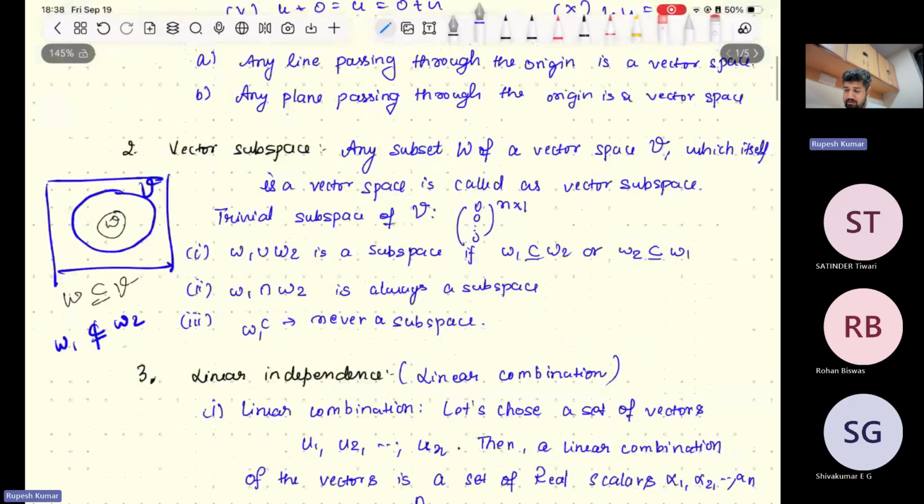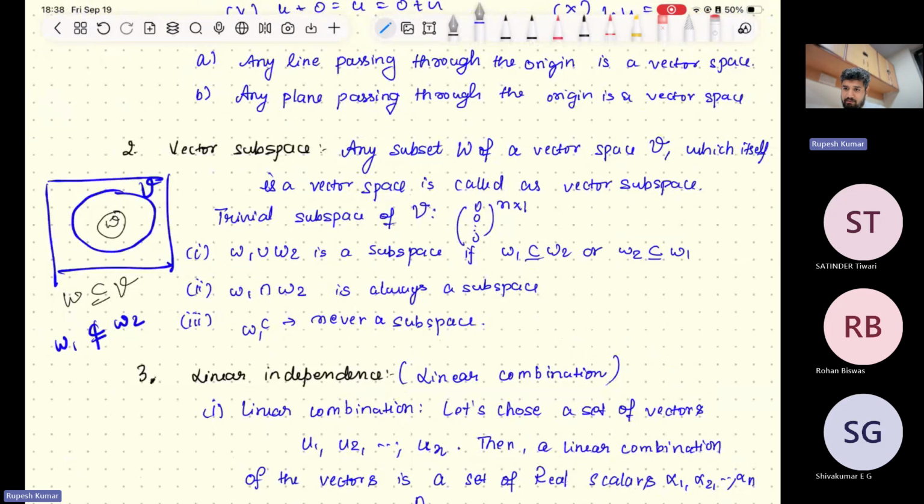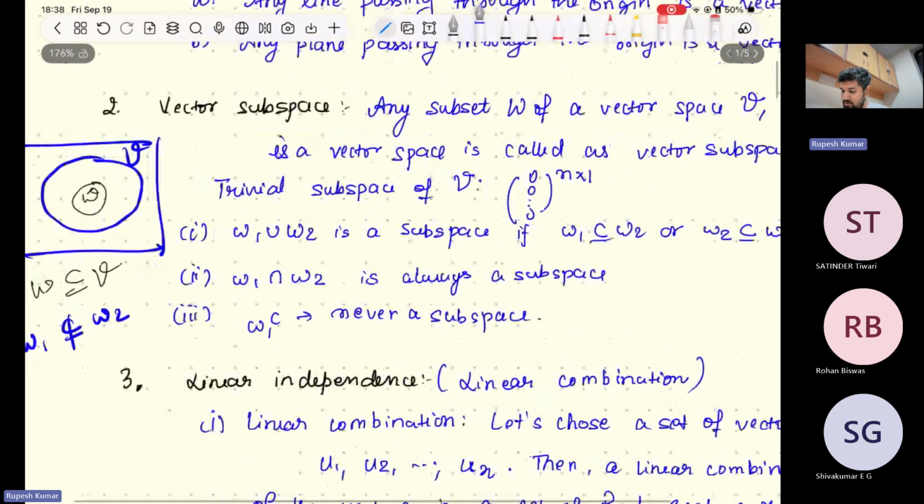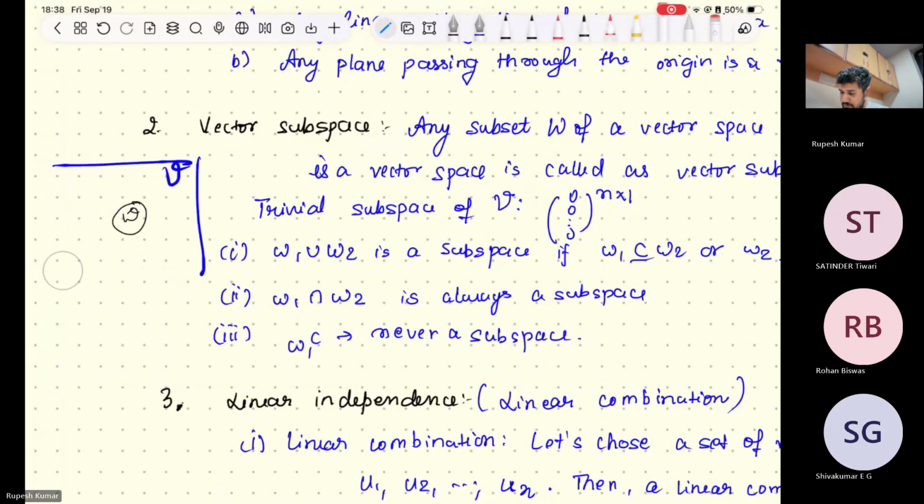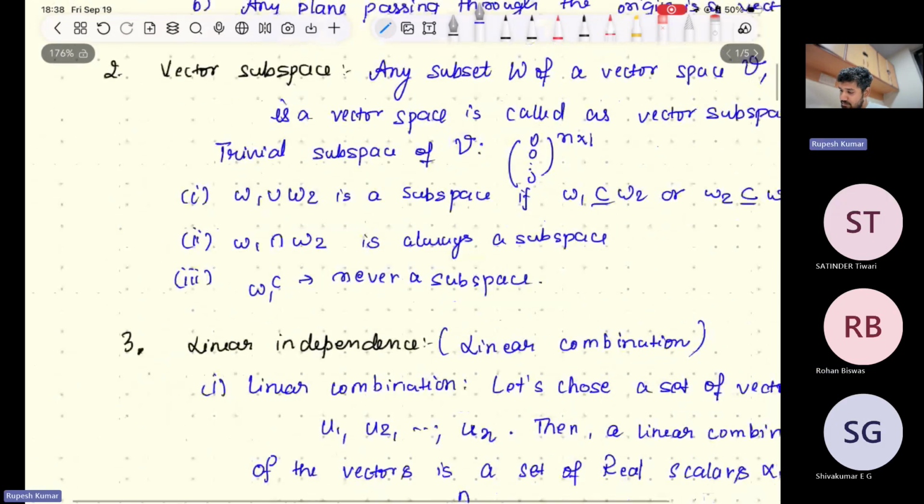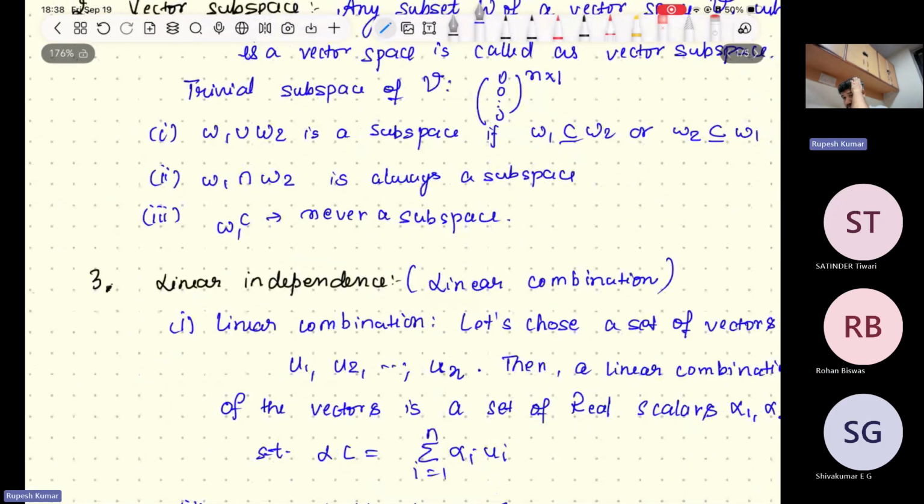Now, why does the intersection always give a subspace? Again, in the previous proof, what you have to check is, instead of OR, you have to put in AND. Can you get from that proof and prove that option 2 is correct, that whatever I am writing here is true? Any doubts? No doubts. Fine. Similarly, W1 complement is never a subspace.